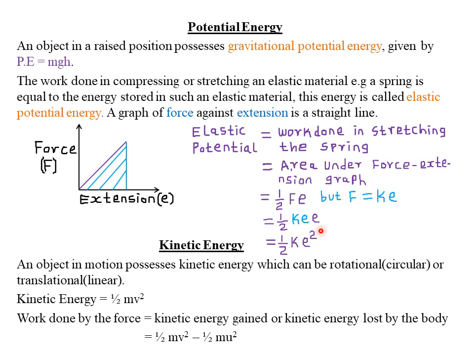Next, we look at kinetic energy, and we are saying that an object in motion possesses kinetic energy, which can be of two types. One, we have what we call rotational kinetic energy, also called the circular kinetic energy. When a body is rotating, for example, there is a way in which you can hit a ball in such a way that it rotates through the same area. So such a ball, or even a marble, possesses what we call rotational kinetic energy or circular kinetic energy.